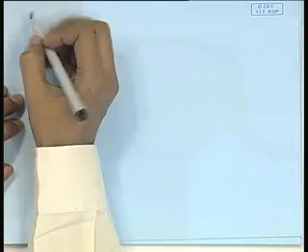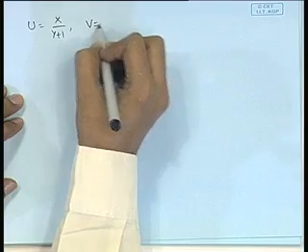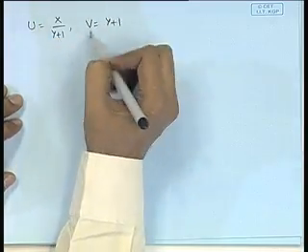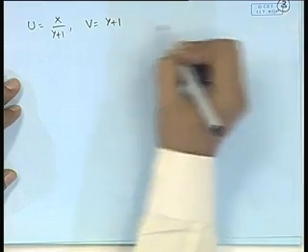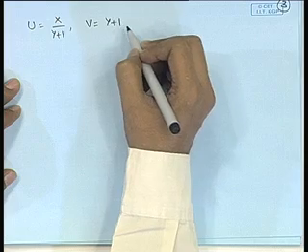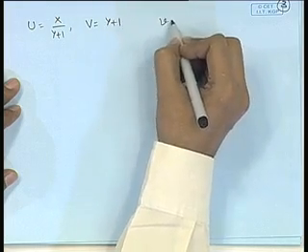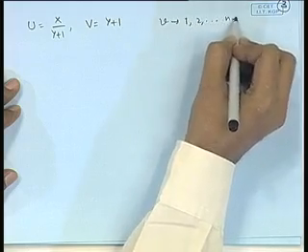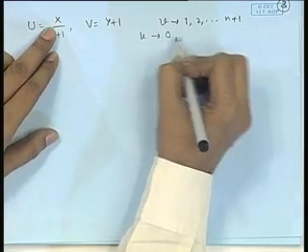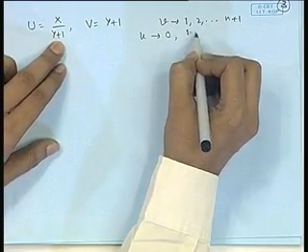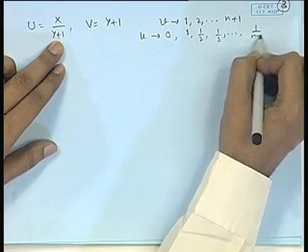Let us take another case here. Suppose I define u equal to x by (y plus 1) and v equal to y plus 1. I want the joint distribution of u and v here, where x and y follow independent binomials. So here you look at the set of values. Since y is binomial (n, p), y takes values 0, 1 to n. So v will take values 1, 2 up to n plus 1. Whereas for the values of u, x can take value 0, x can take value 1. In that case, y plus 1 can take all these values. So 1, 1 by 2, 1 by 3 and so on, 1 by n plus 1.